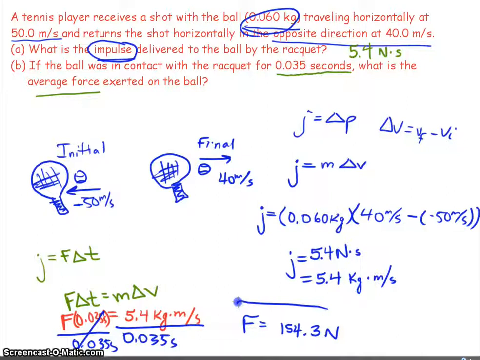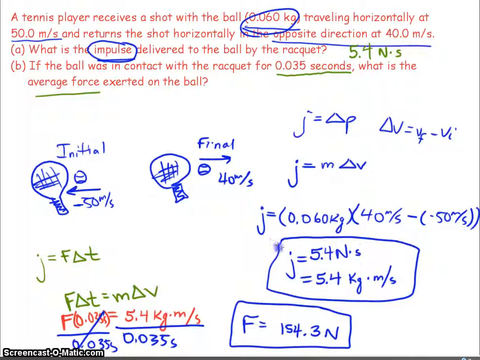154.3 newtons. Now, the key to this problem is knowing how to read it. After you know what the problem is asking you to do, it's relatively easy to pick out the correct equation. So, an impulse was applied. An average force is being looked for. A time is given. I'm looking at an external force acting on my object, which is the tennis ball.